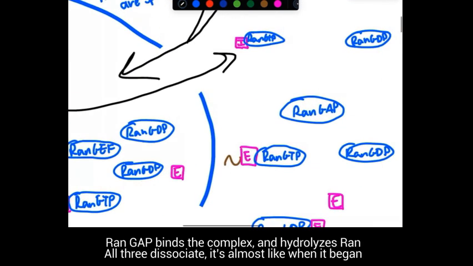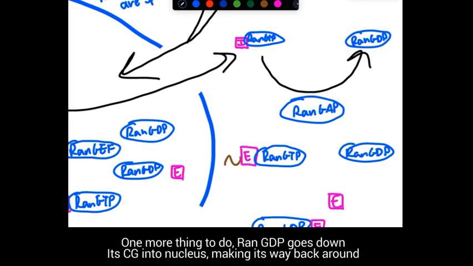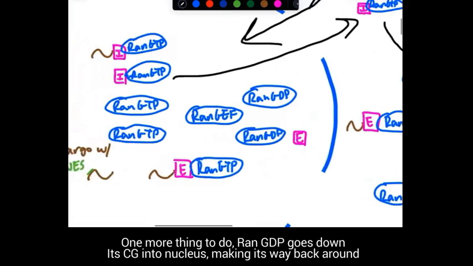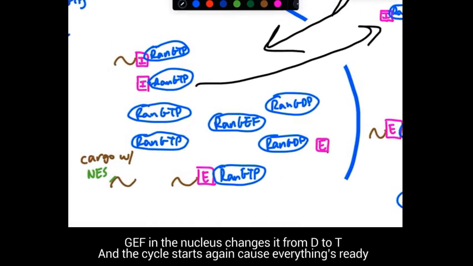Ran GAP binds the complex and hydrolyzes Ran GTP, and all three dissociate, almost like when it began. One more thing to do: Ran GDP goes back into the nucleus, making the way back around. Ran GEF in the nucleus changes GDP to GTP, and the cycle starts again, because everything's ready.